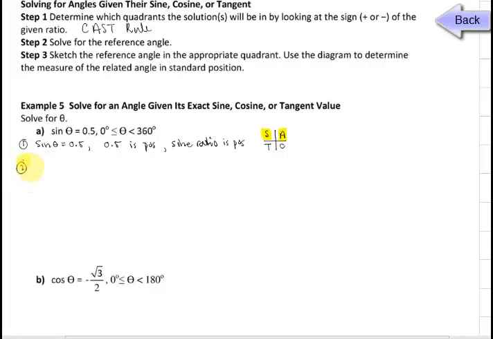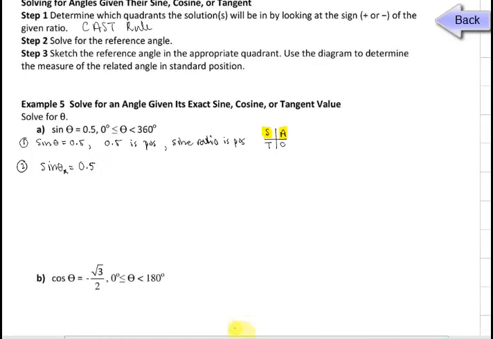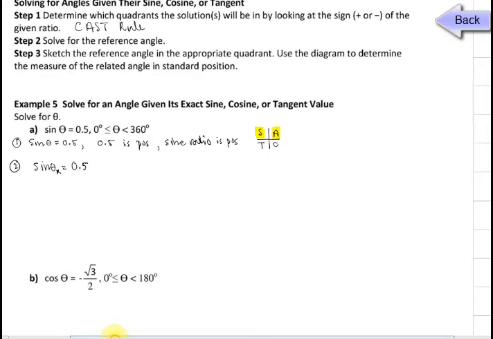Alright, our second step is to solve for the reference angle. So sine of theta subscript r. Our reference angles are all going to have positive trig ratios, okay? So we can leave our 0.5 as 0.5. And the reason for that is your reference angles, if you recall, are between 0 and 90 degrees. And where sine is positive for sure, we know is in the first quadrant, okay? And so we can leave it at 0.5.